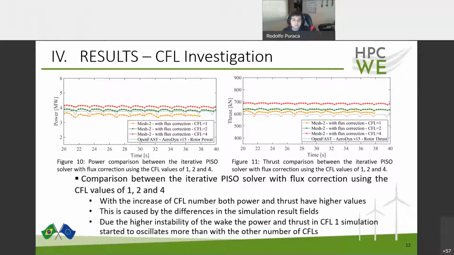Here we show the results of the simulation comparing different CFL numbers, 1 in yellow, 2 in green, and 4 in red, again against the OpenFAST result in gray. From the graphs, it can be seen that with the increase of the CFL number, the power and thrust are overpredicted, and this is caused by differences in the simulation's result fields that will be shown later in the presentation. It's important to note too that the power and thrust when using CFL 1 start to oscillate even in the steady region due to high instability when compared to the results using CFL numbers 2 and 4. Next slide, please.